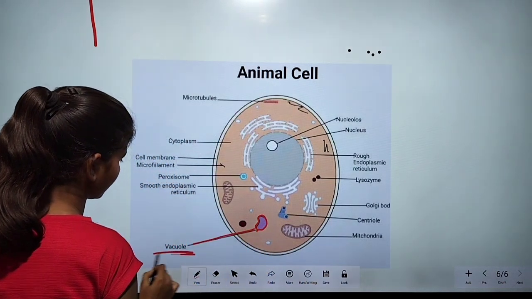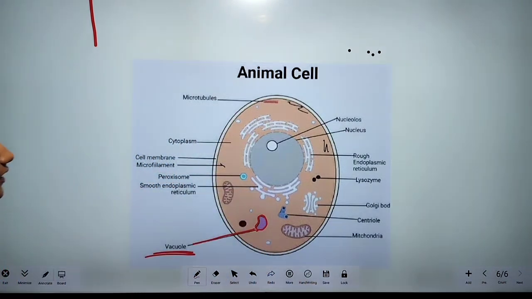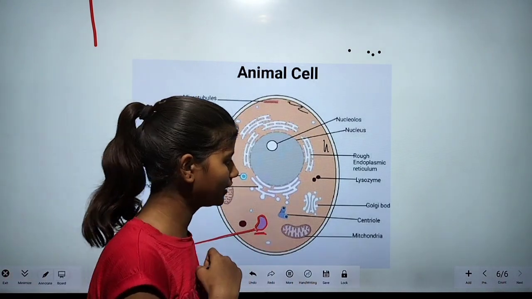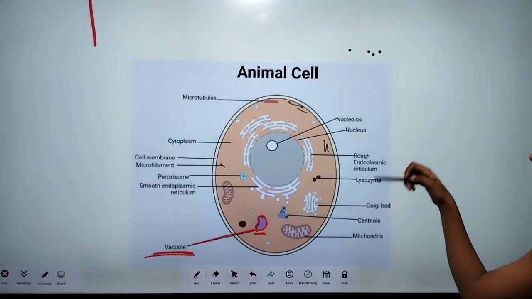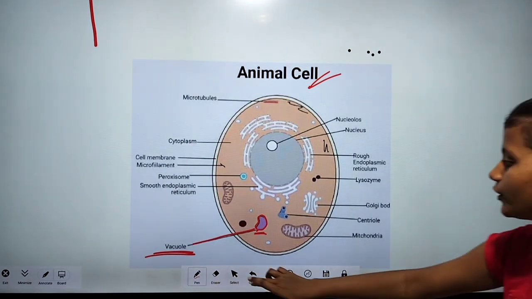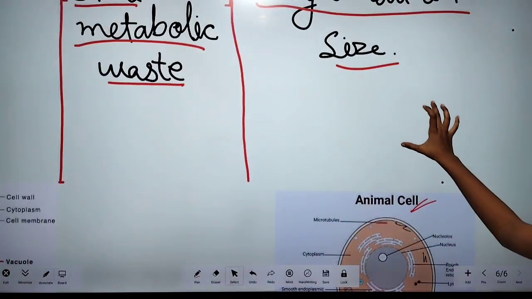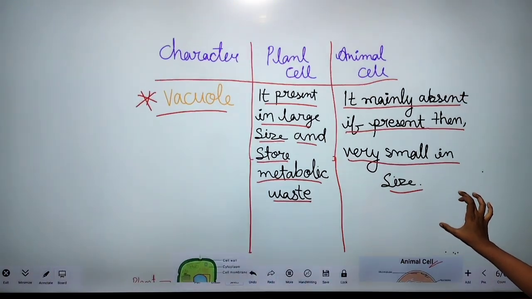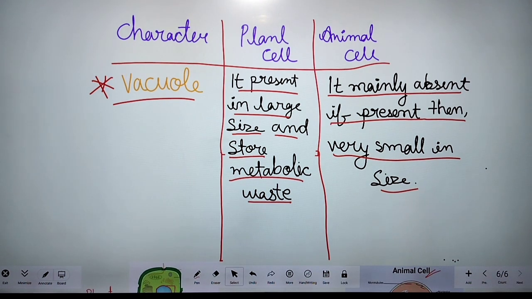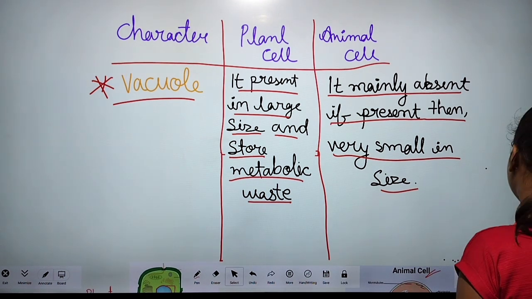This one is vacuole. If it is present in animal cell, then it is very small in size. Here you can see the figure of the plant cell. I hope you understand about vacuole. Now let's move to our next character.